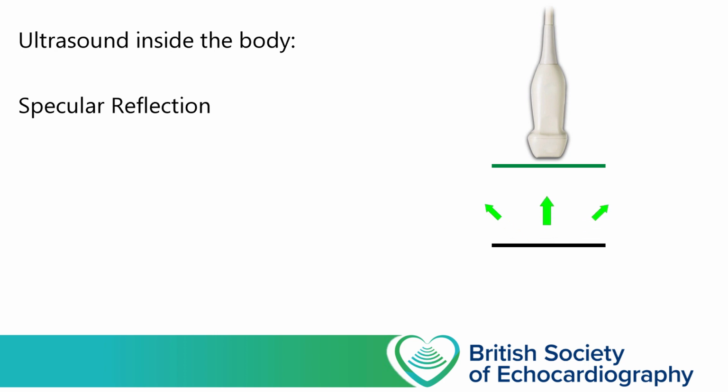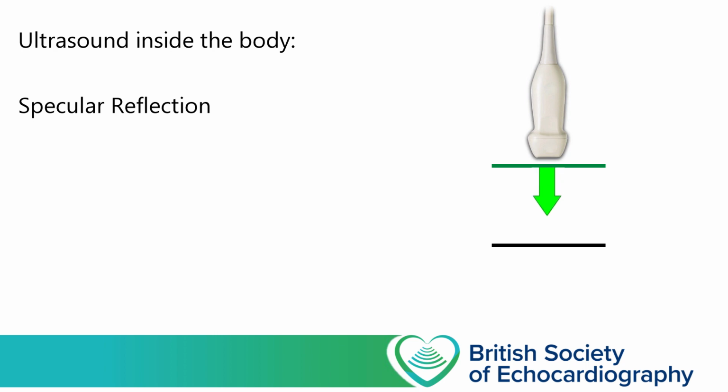The angle of reflection is influenced by the angle of incidence, the angle at which the sound wave strikes the tissue interface. So if you have a reflective structure that's perfectly perpendicular to your ultrasound beam, for an example, let's take the pericardium posterior to the left ventricle in the parasternal long axis view, and our ultrasound beam strikes this at 90 degrees, then the majority of the energy will be reflected back in the direction from which it came.